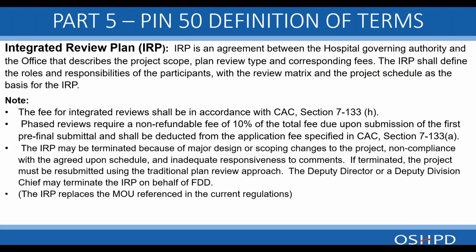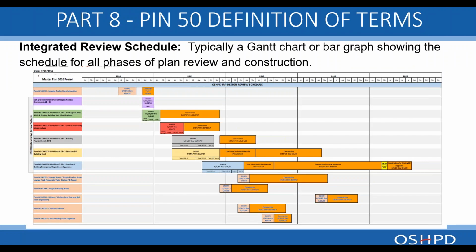The IRP may be terminated because of major design or scoping changes to the project, non-compliance with the agreed upon schedule, and or inadequate responsiveness to comments. If terminated, the project must be resubmitted using the traditional plan review approach. The deputy director or deputy division chief with OSHPD may terminate the IRP. The integrated review schedule that is typically included with the IRP is typically a Gantt chart or a bar graph showing the schedule for all phases of plan review and construction.